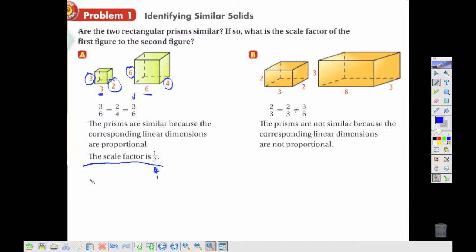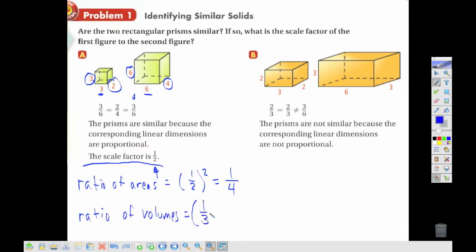Now, using that scale factor of 1/2, if I want to know the ratio of areas, we take that 1/2 and we square it. So the ratio between the areas will be 1 to 4. This larger one is 4 times the smaller one. If we look at the ratio of volumes, we're going to take that scale factor 1/2, and we're going to cube it, which will give us 1 over 8. So our volume is 8 times as large.